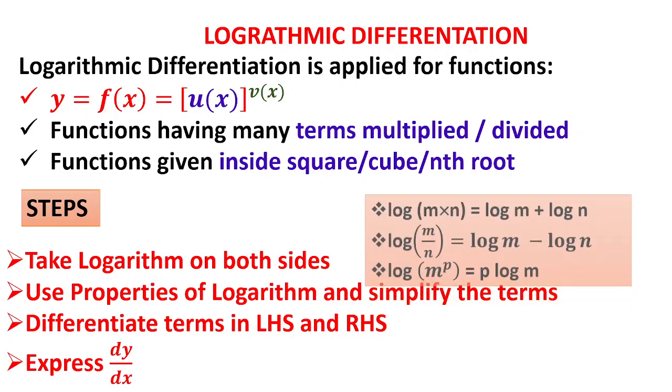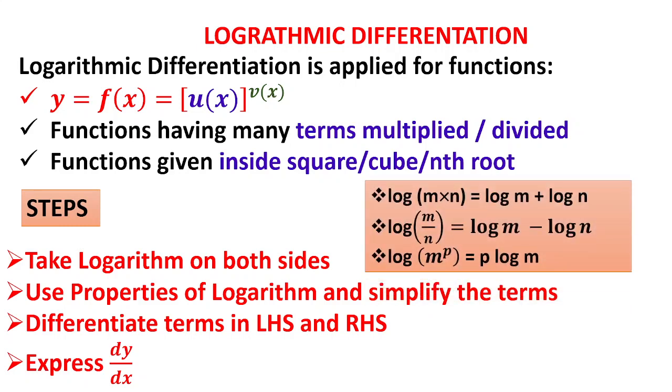Well, before we go further, we have to check out the properties of log. Log mn is log m plus log n, log m upon n is log m minus log n, log m power p is p log m. The power will come to the front, and then log of the base. There is no formula for log of m plus n, be careful.